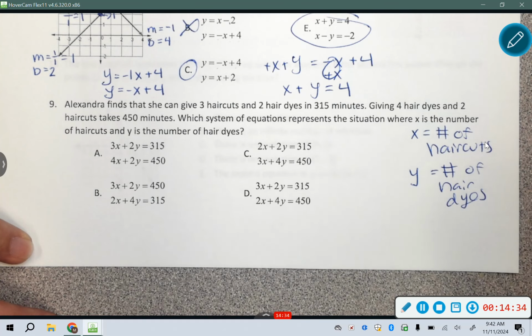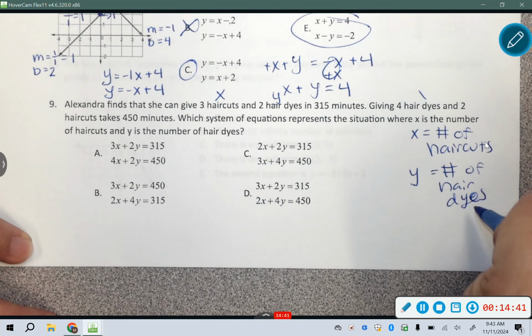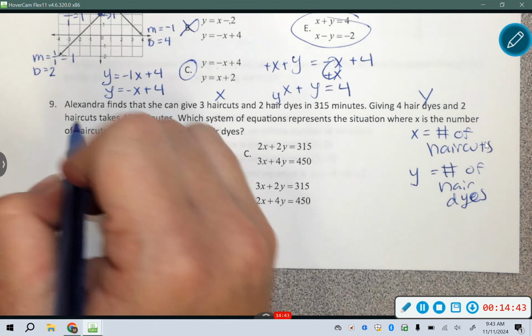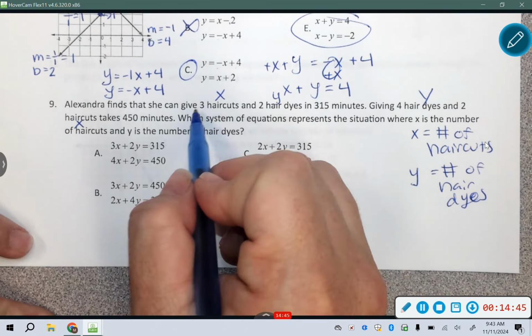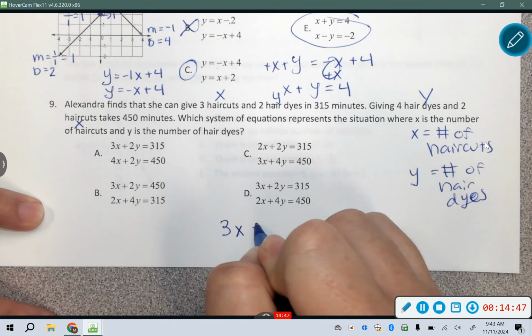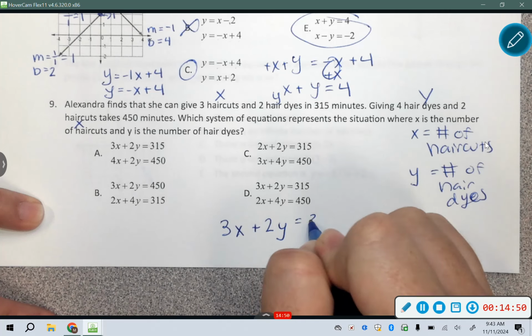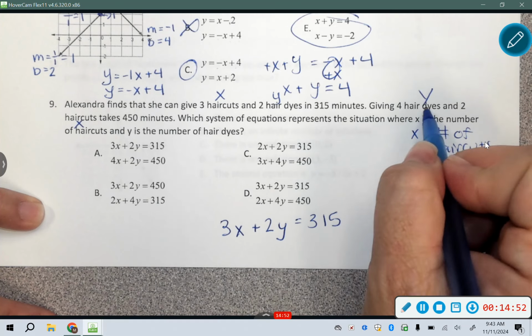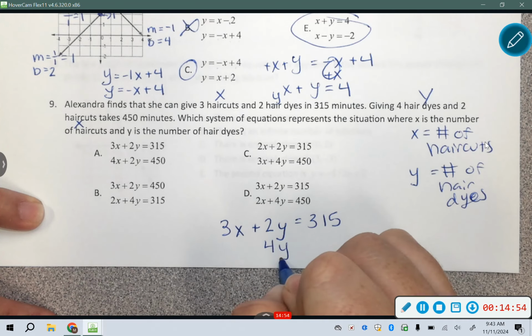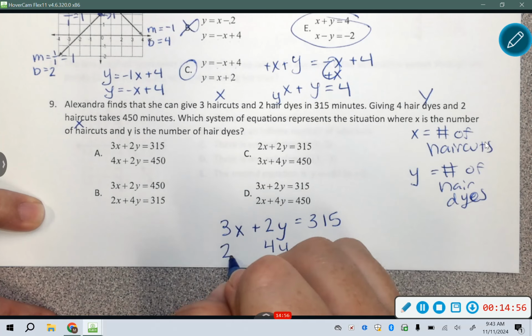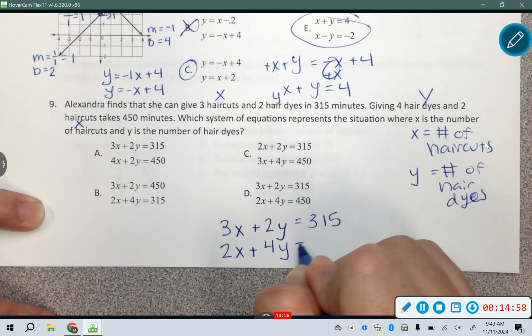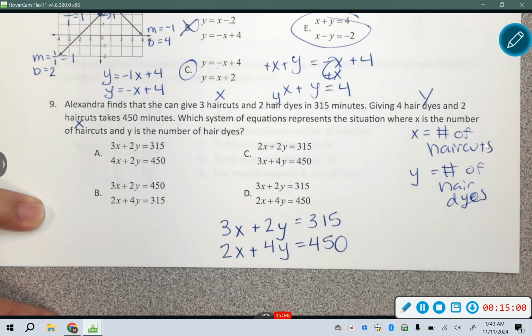Okay, so knowing that, every time I see the word haircut, I'm going to put an x, and hair dyes is y. Again, hair dyes is y, and haircuts is x. So my first equation is 3 haircuts plus 2 hair dyes is 315 minutes. The next one is 4 hair dyes and 2 haircuts, I'm putting it in order, is 450 minutes. So be super careful with that.